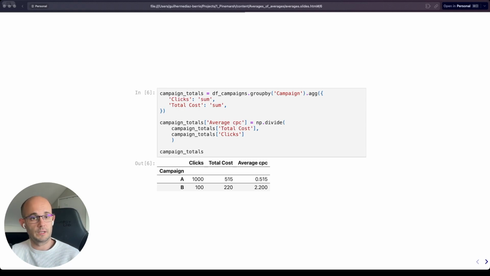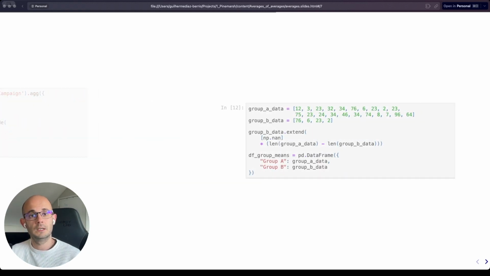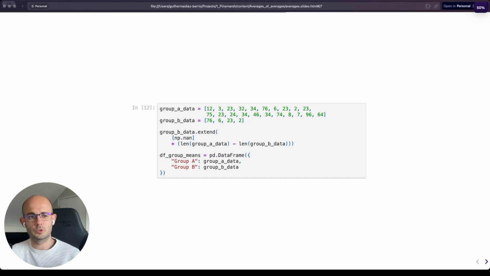Here, you're not doing that. You're aggregating before, so no average is being calculated before, and then you're just calculating the average, total cost divided by clicks. Now, to get a little bit of an intuition, let's take a simpler example where we have two datasets, Group A and Group B. And for the purpose of this example, Group B has fewer data points. And this is on purpose. The reason is that Group B will influence the total average.